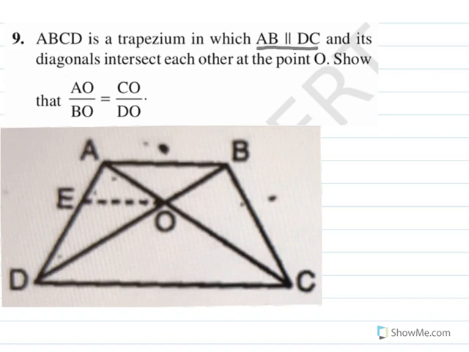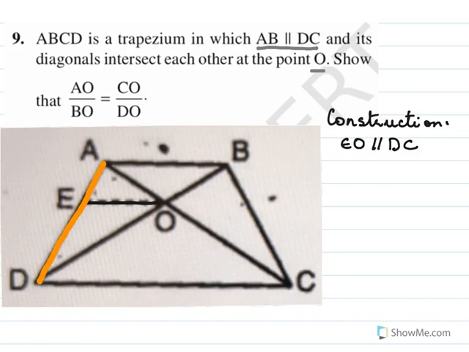ABCD is a trapezium in which AB is parallel to DC. The diagonals bisect at O. We need to show that AO over BO equal to CO over DO. To start this, we need to do a construction, and the construction is this EO. EO parallel to DC. So we write EO parallel to DC. Now we can use BPT here.